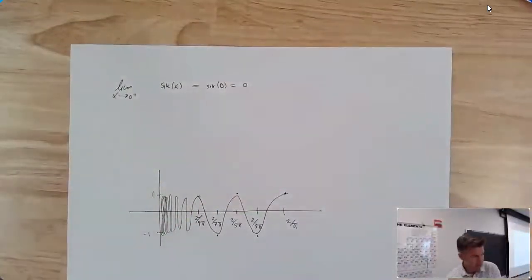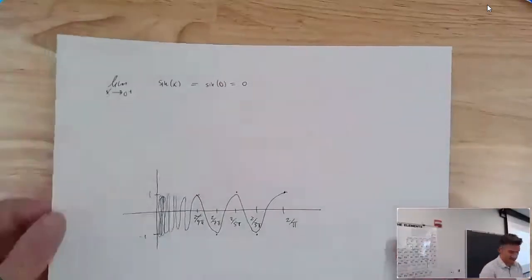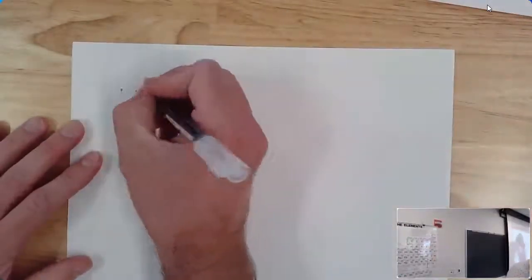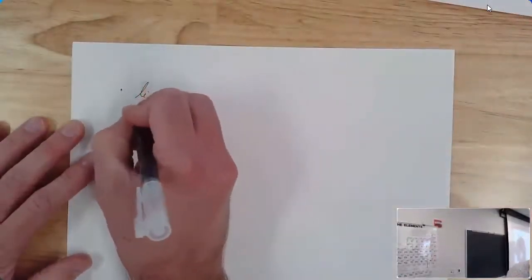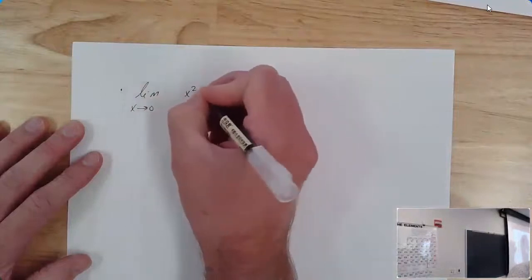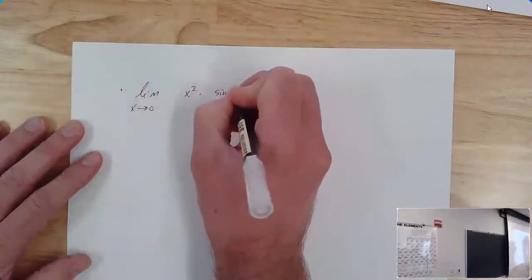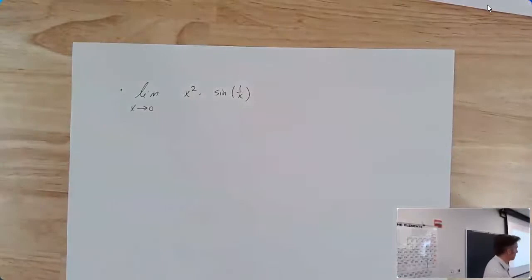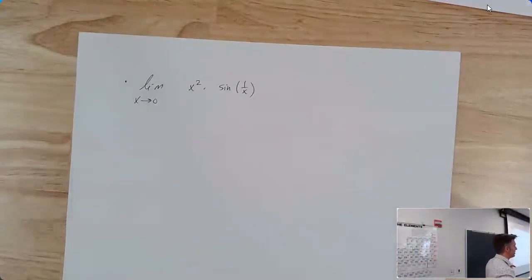All right. On the other hand, if we were looking at something that looks similar but is actually quite different, we can do cool stuff. What about the limit as x goes to 0 of x squared times sine of 1 over x? So we just saw that sine of 1 over x oscillates forever and ever when you get closer and closer to 0. But x squared is going to help us deal with that.